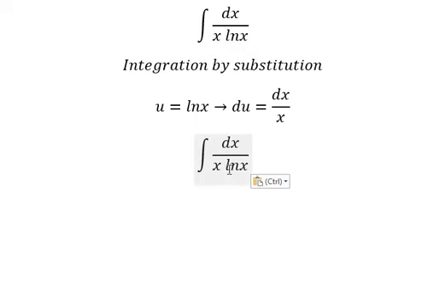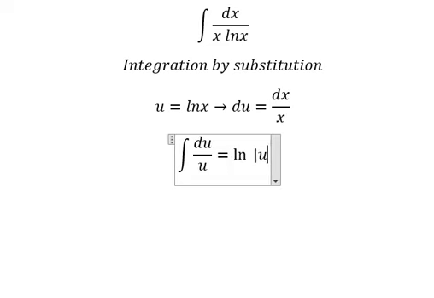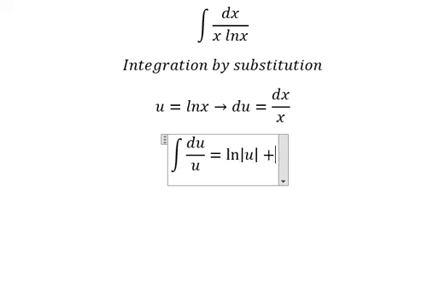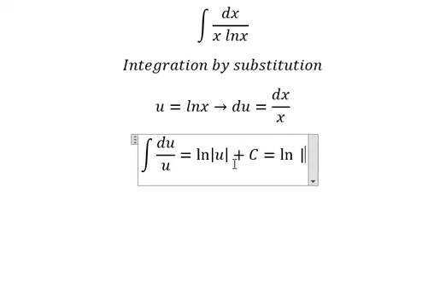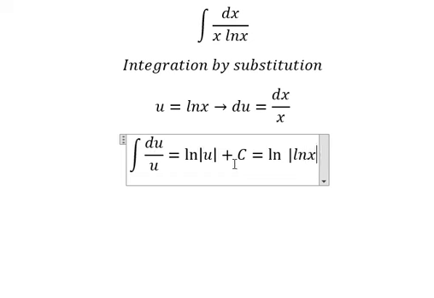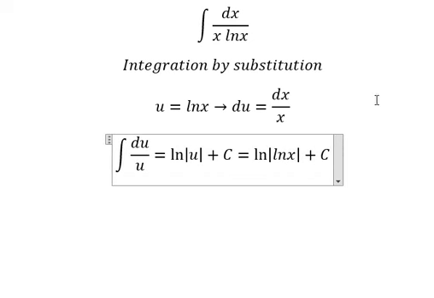So this one we change for du. The dx over x we change for the du. The integration of this one we have ln of the absolute value of u, and I will put plus c. Then u is f(x), and I will put plus c. This is the end.